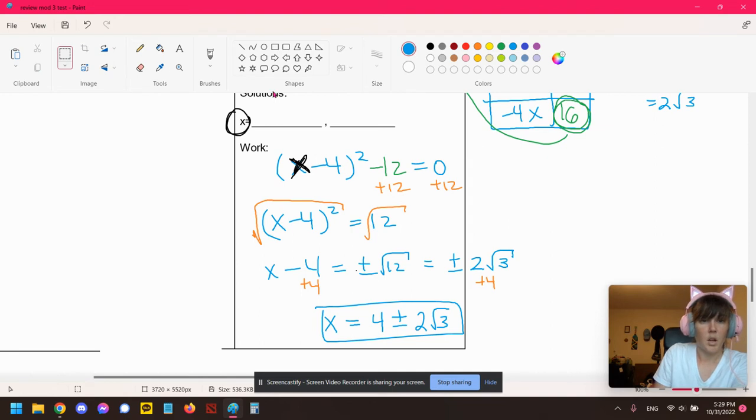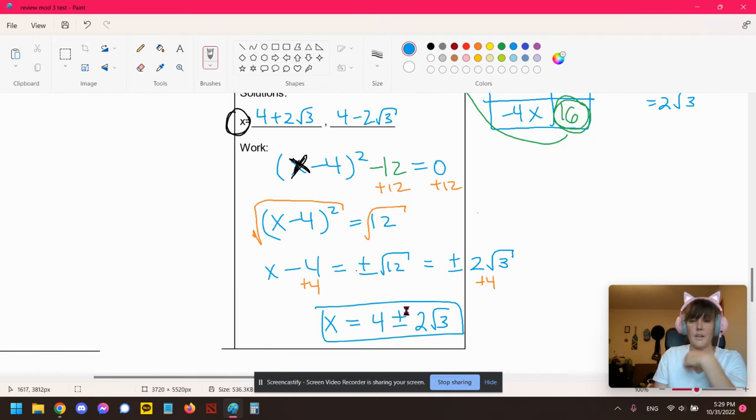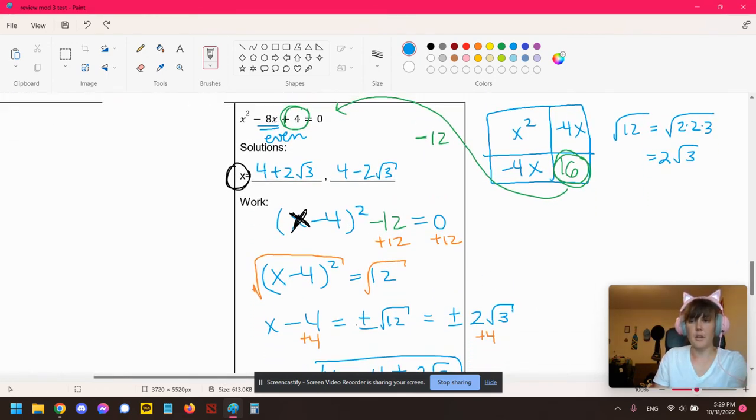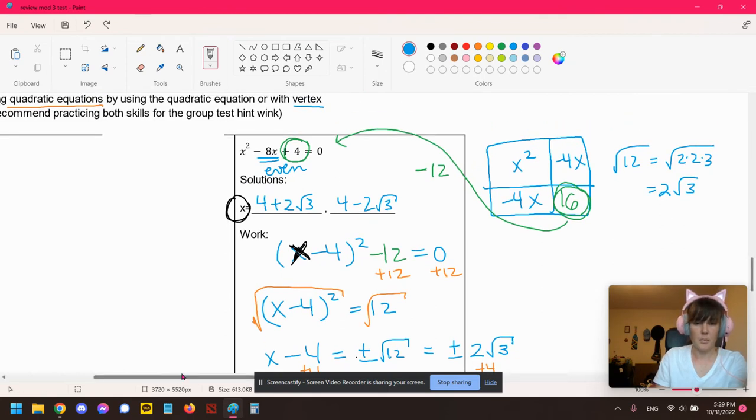My two x's are 4 plus 2 root 3 and 4 minus 2 root 3. It's one with the plus version and one with the minus version. So that's the vertex form. The vertex form way is you put it into vertex form and then you actually solve it for x because it's equal to 0. Make sure it's equal to 0.